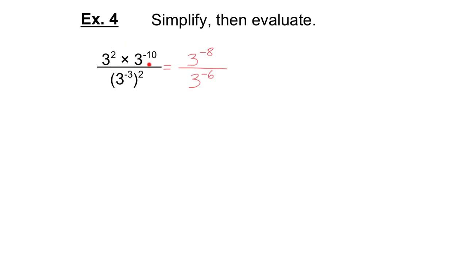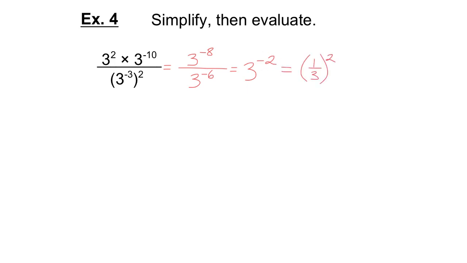First, I simplified the numerator, so I add the exponents. The denominator is a power, so I multiply the exponents. Now I'm dividing powers with the same base, so I'm going to subtract the exponents. Remember, you're subtracting -6. So -8 minus -6 is -2. That double minus means you're adding. Don't get tricked.